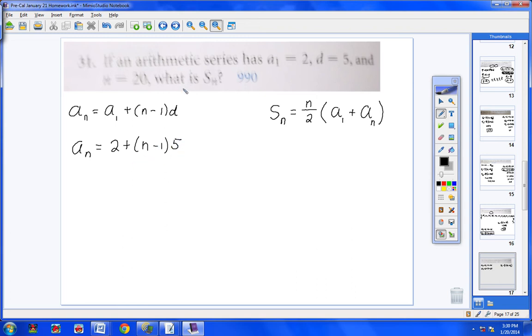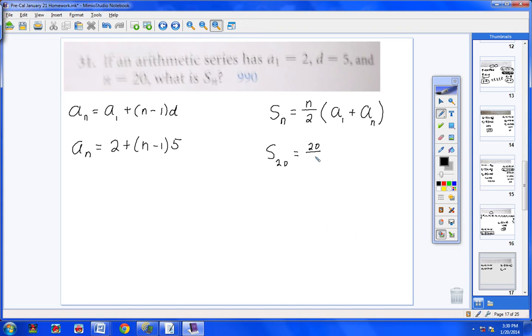Now look what it says. They want us to find the sum of s subscript n. And what is n? n is 20. So really they just want us to find the sum of the first 20 terms. That's what they're saying. What is the sum of s subscript n? And of course s subscript n just means the sum of n, and n is 20, so we're finding the sum of the first 20 terms.